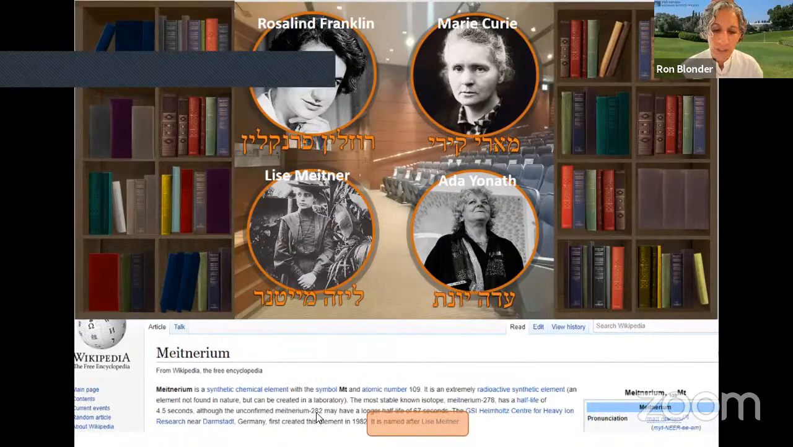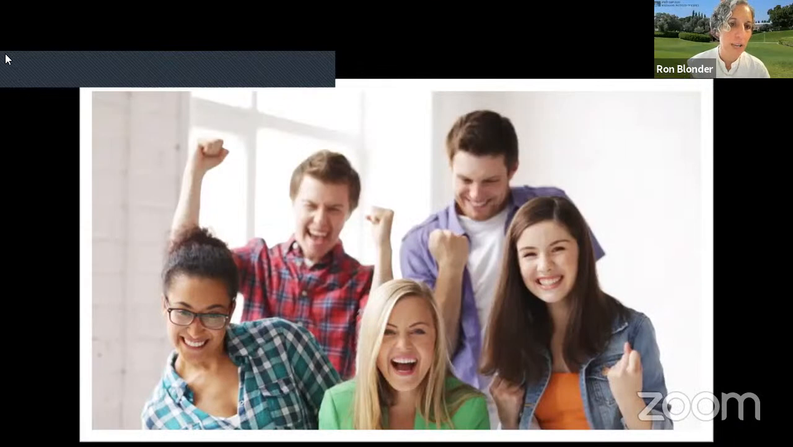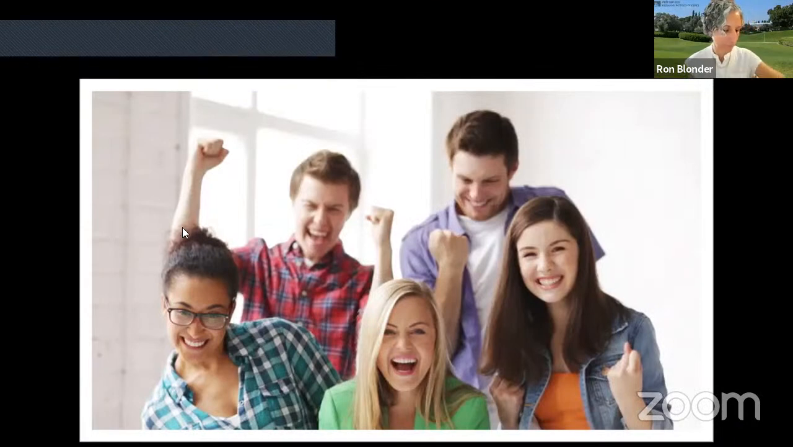And later on, this injustice was corrected, and one of the elements in the periodic table was named after her. Meitnerium, atomic number 109, is named after Rosalind Frank. I'm sorry, Lise Meitner, and this injustice was corrected. Let's see a little bit what students said after this experience.